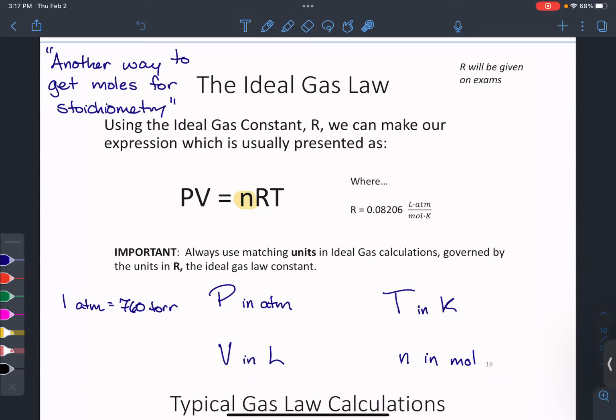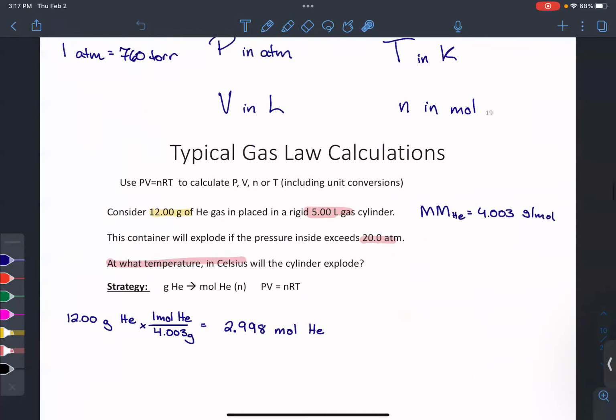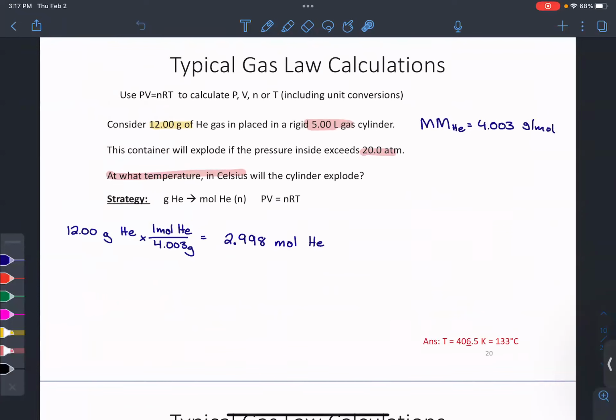I want to do a couple of calculations with this new way of calculating moles. Here's a typical gas law calculation using PV = nRT. Let's consider a 12 gram sample of helium. We put it in a rigid 5-liter gas cylinder. This cylinder will explode if the pressure inside exceeds 20 atm. At what temperature in Celsius will the cylinder explode?